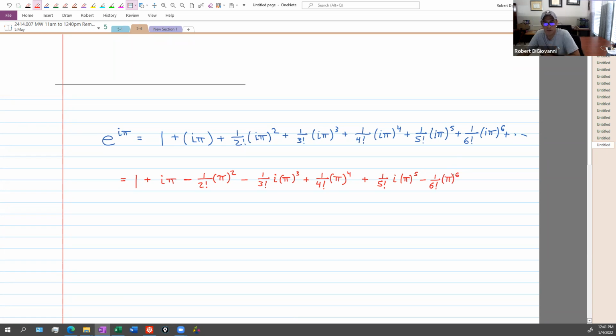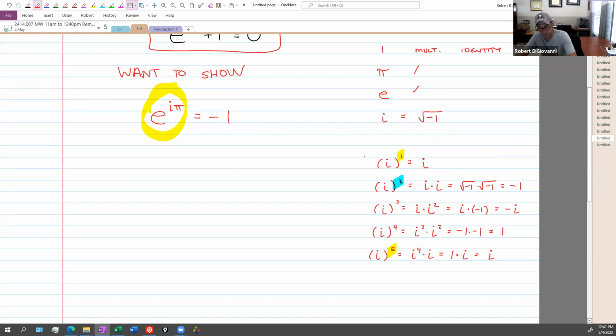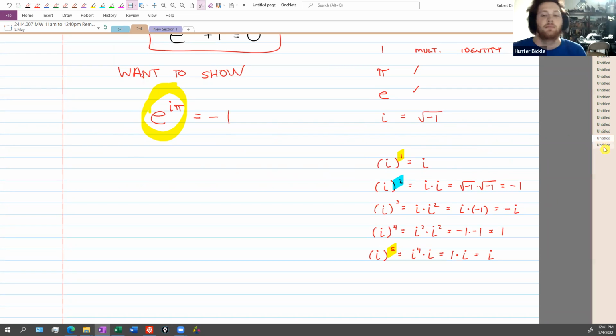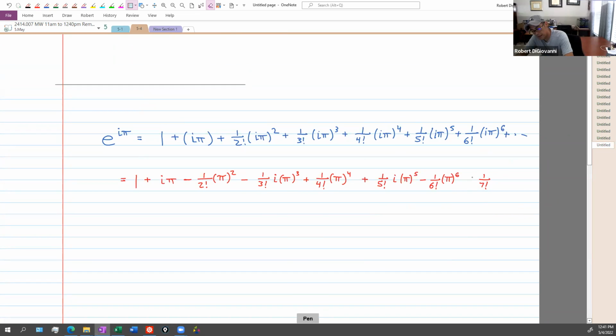I need about 5 more minutes. I'm going to go another one. What would happen if I did the 7th one? 7 factorial. What would i to the 7th be? So this is 1st, 2nd, 3rd, 4th, 5th, 6th, 7th. It would be negative i, wouldn't it? Negative i again. Negative i. So I'm going to have this be a negative, and now I have an i, but now it's pi to the 7th.